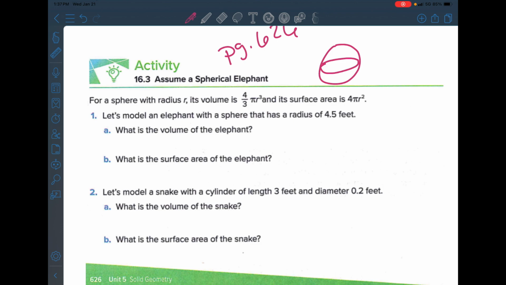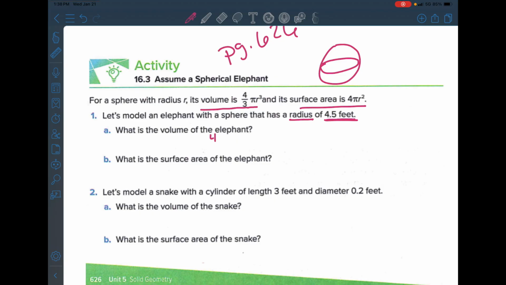And here are the volume and surface area. You may have that on your formula sheet. I know you have the volume. I'm not sure if surface area is on there, but this is how we do it. So it says, let's model an elephant with a sphere that has the radius of 4.5 feet. This is the radius. What is the volume of the elephant?